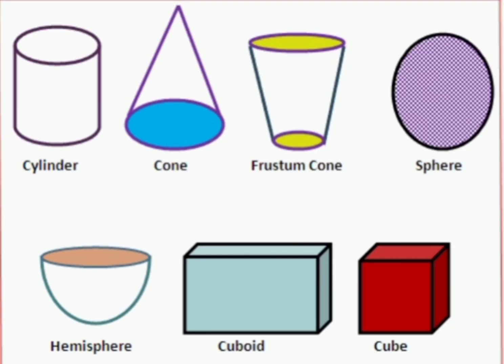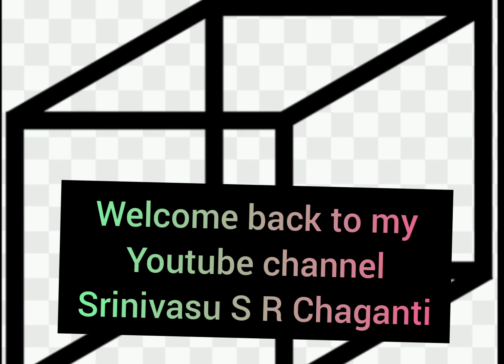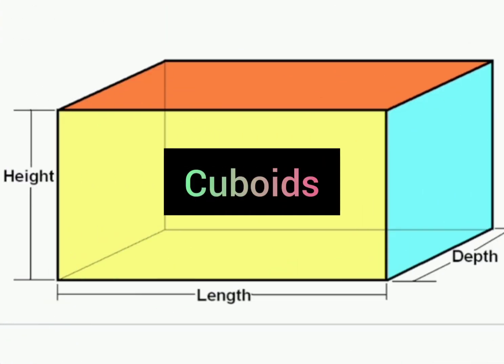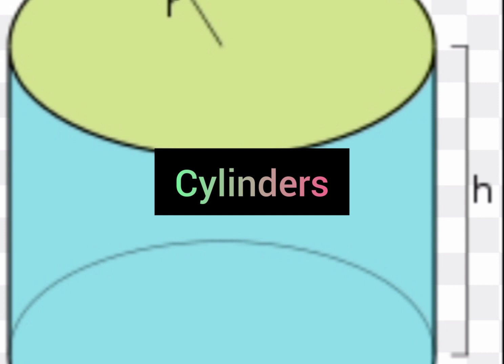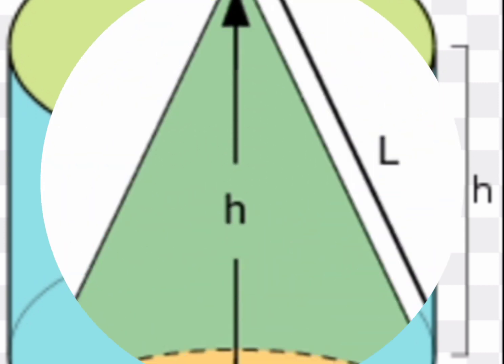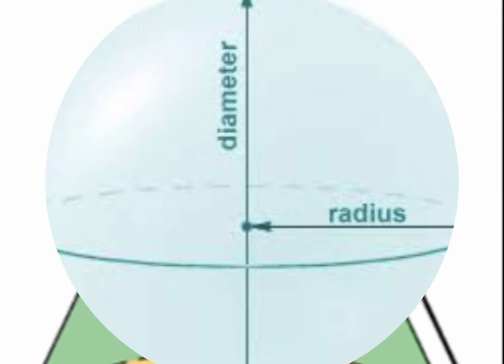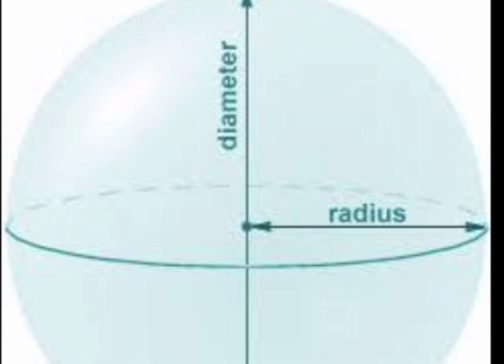Every day we come across different solid objects in our day-to-day life. An object having length, breadth and height or thickness is called a solid object. We generally come across cubes, cuboids, cylinders, cones and spheres. These are all called important solid objects.